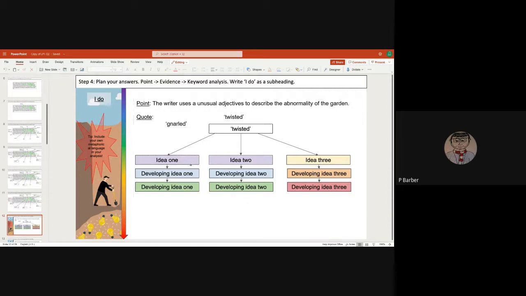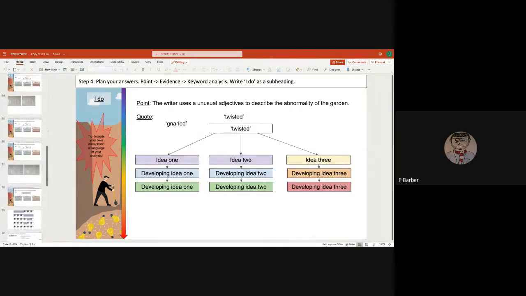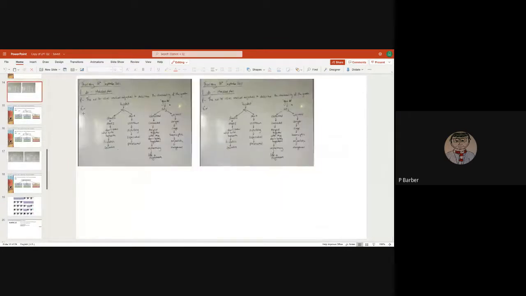So we have three different ideas: the idea that it's messy, that it's tangled, the idea that it is evil, and the idea that it has been done by some sort of outside force. And when we are starting to analyze our language, it's important to consider multiple interpretations of the same piece of text. So what we would end up with is something that looks a little bit like this.